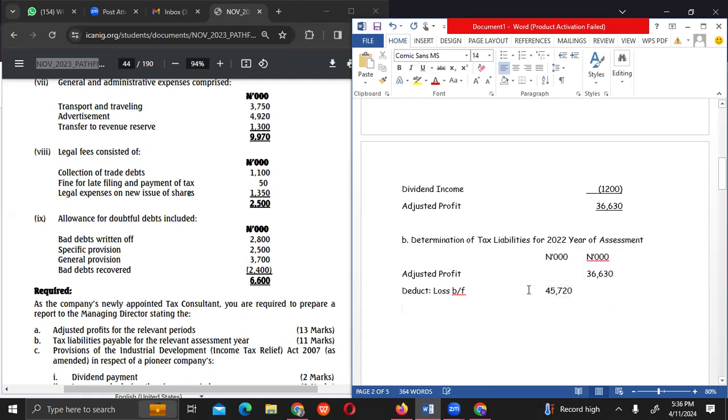So all will be deducted at once in the first year? Yes. Loss relief. So how much? You cannot relieve more than the profit, right? You cannot relieve more than the profit. Yes, so the loss relief is restricted to the profit. So you have 36,630, the balance, right?